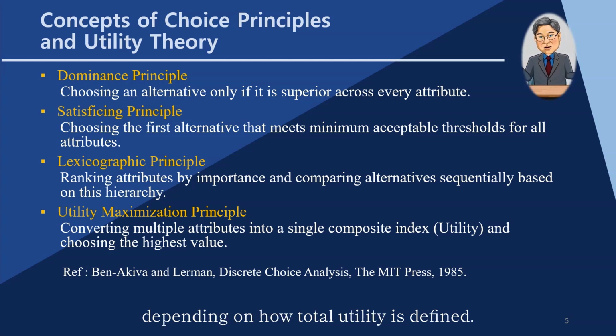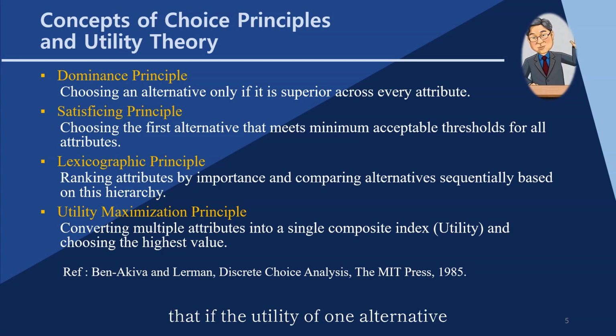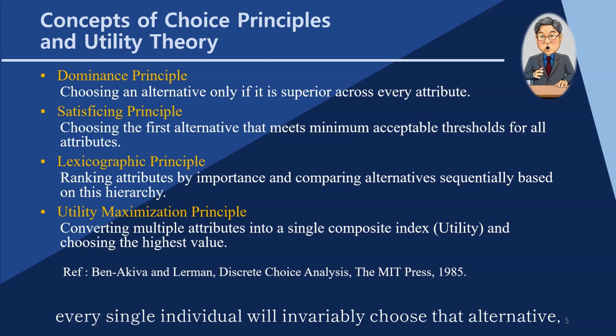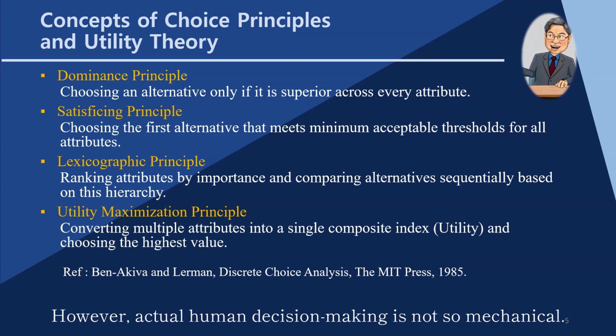is defined. A deterministic model assumes that if the utility of one alternative is even slightly higher than another, every single individual will invariably choose that alternative, resulting in an abrupt all-or-nothing market split. However, actual human decision-making is not so mechanical.